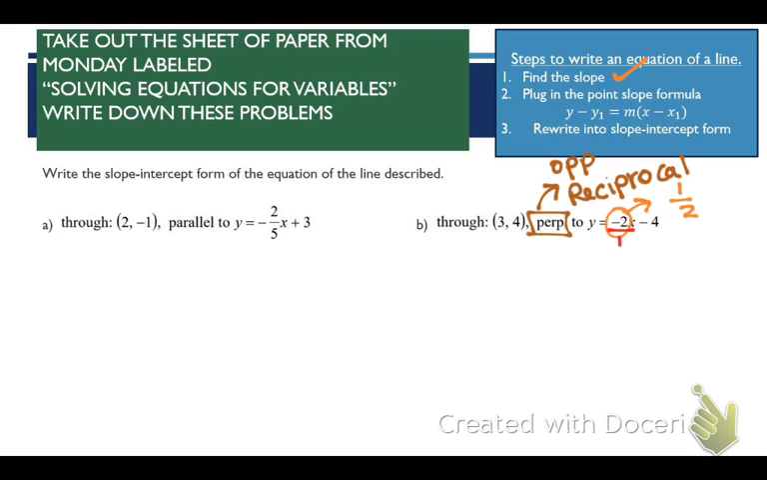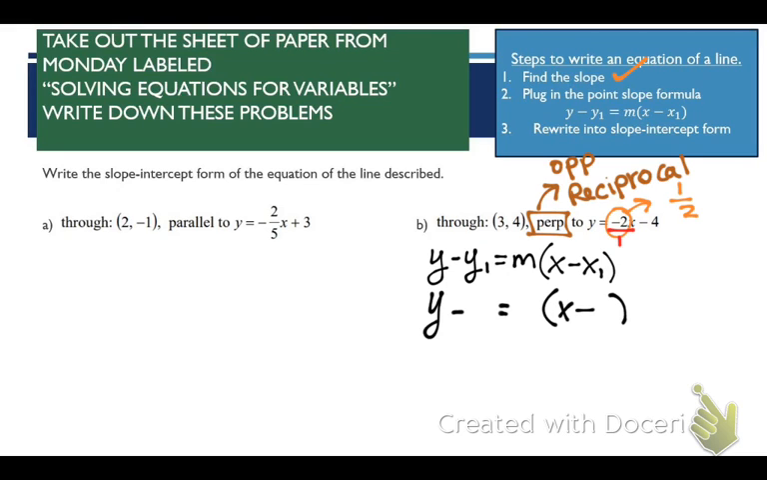All right, so from here, we plug into the point slope formula. Y minus y1 equals m times x minus x1. All right, so what is the y I'm going to use? 4. And then we decided my slope was 1/2. And then my x is 3. So on the left, I have y minus 4. On the right, we're going to distribute. What's 1/2 times x? 1/2 x.